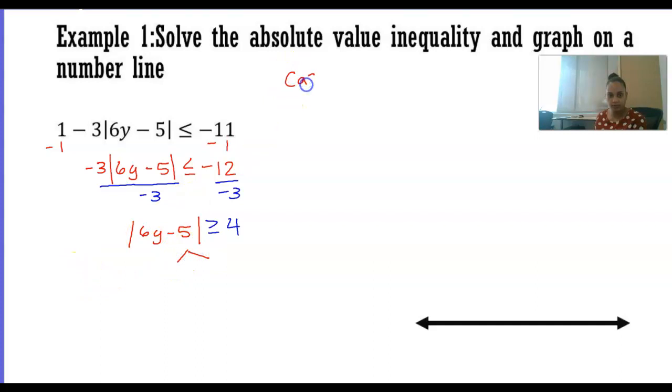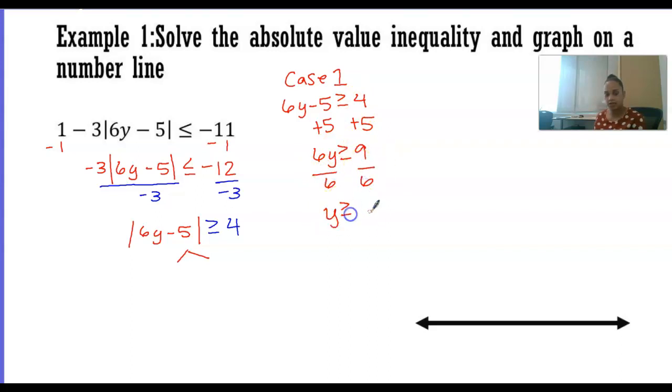Case 1, my positive case, 6y minus 5 is greater than or equal to 4. And let's solve it. Inverse operations, 6y is greater than or equal to 9. Y is greater than or equal to 9 over 6, but of course if you can reduce, you should, so 3 over 2.